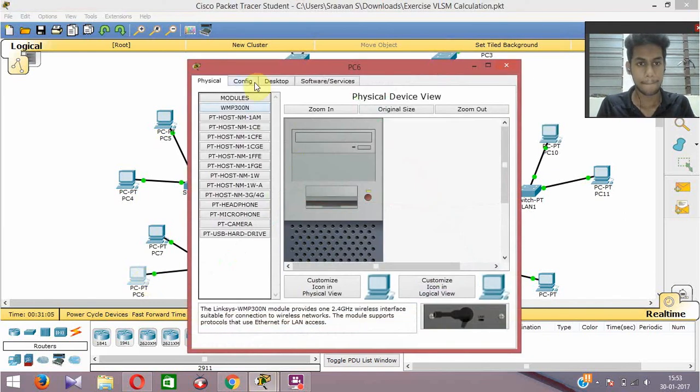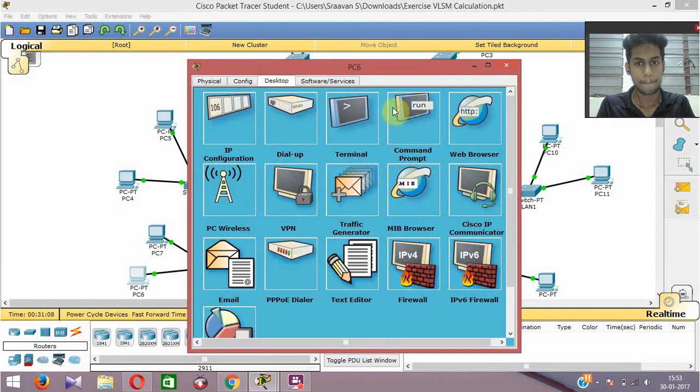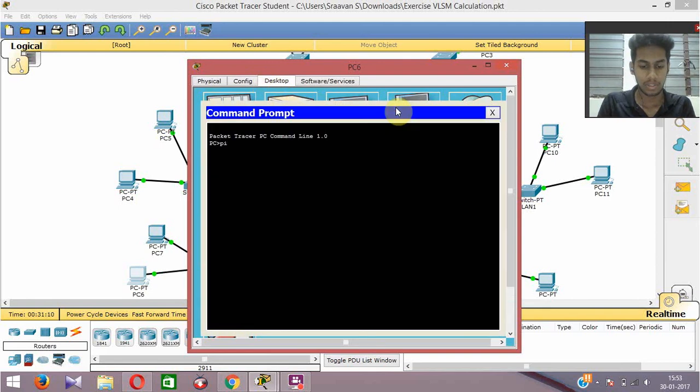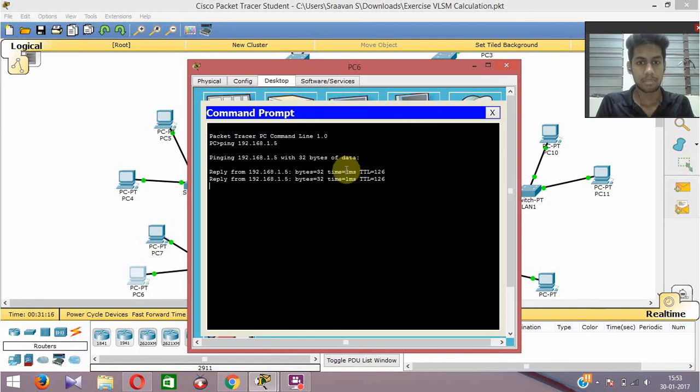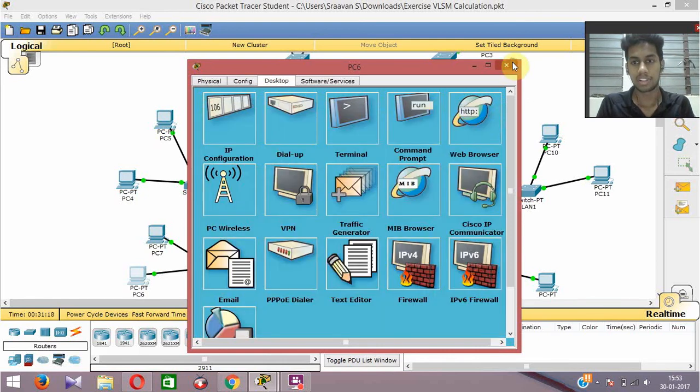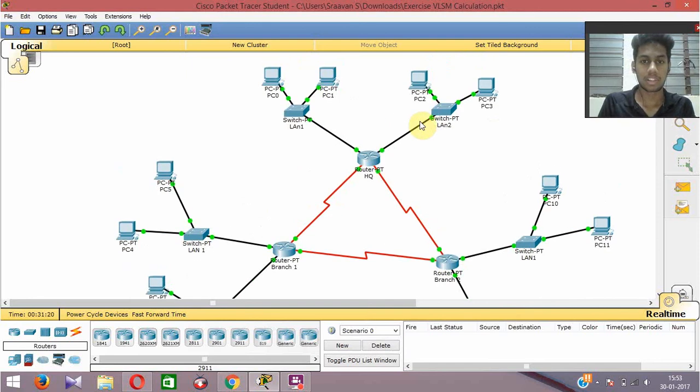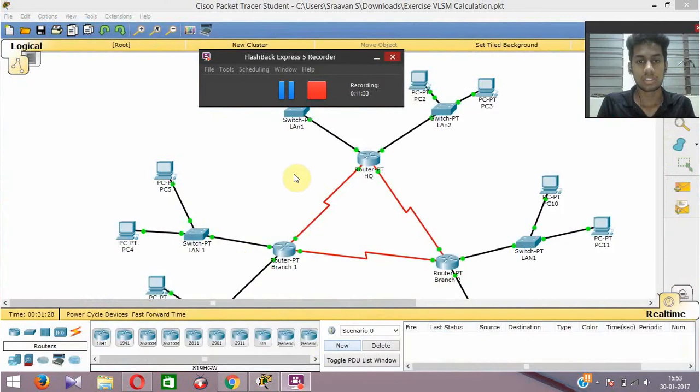So let's try from another PC. Ping 192.168.1.5. Yep, this is also pinging perfectly. So this is what subnetting is. I hope you have all understood what subnetting might be. So thank you and have a good day.